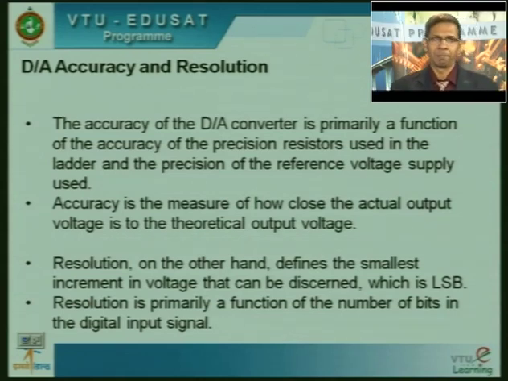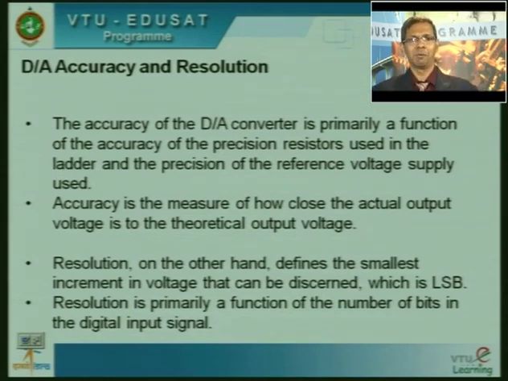What about resolution then? First let us define the resolution and then take an example of a given converter. Resolution defines the smallest increment in the voltage that can be discerned. What does that mean? We are all used to seeing meters, and we are able to read them. There is something called the least count: what is the smallest count this particular meter can measure? For example, if I am using a scale, the smallest count is 1 millimeter. Likewise, in this case, the smallest count is 1 LSB.